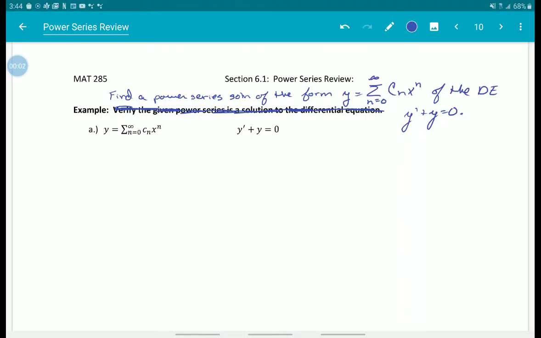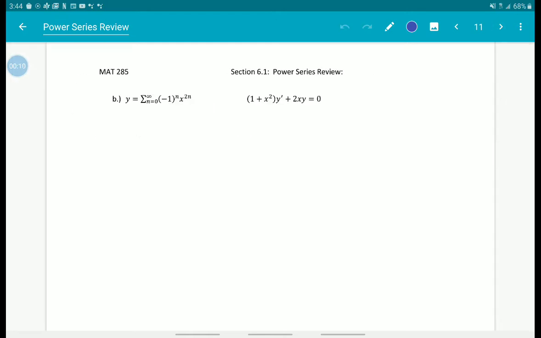So now we're going to look at some applications of all of this stuff to differential equations. And I'm actually going to start with part B. And this one is verifying. So these are the directions that should be here. Verify that y is the solution of the differential equation.